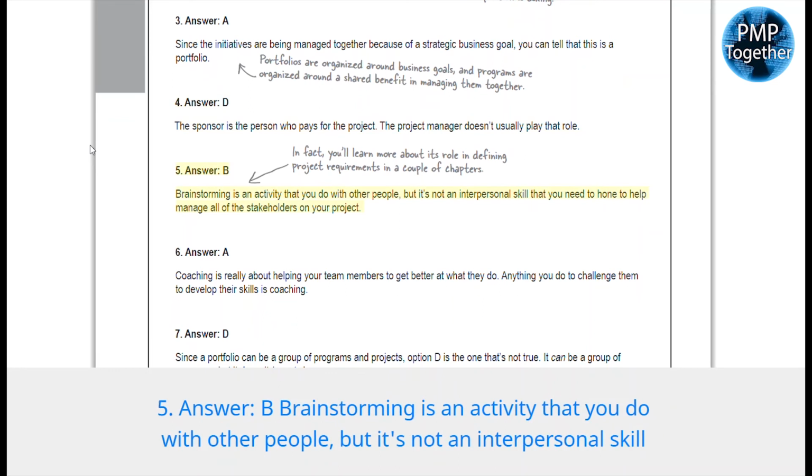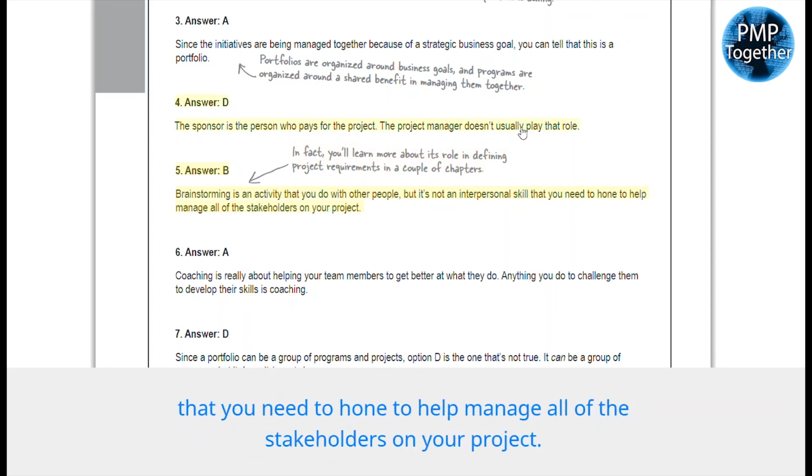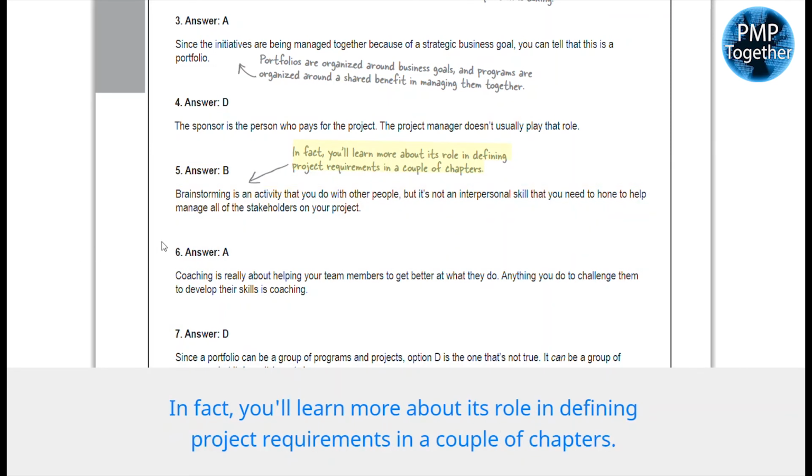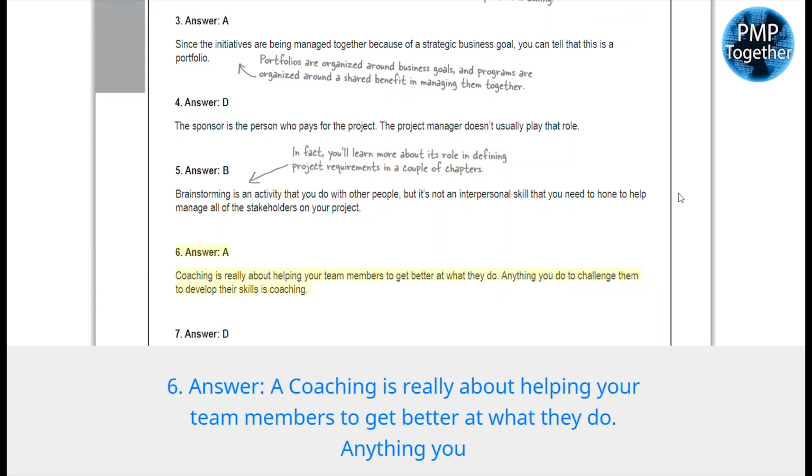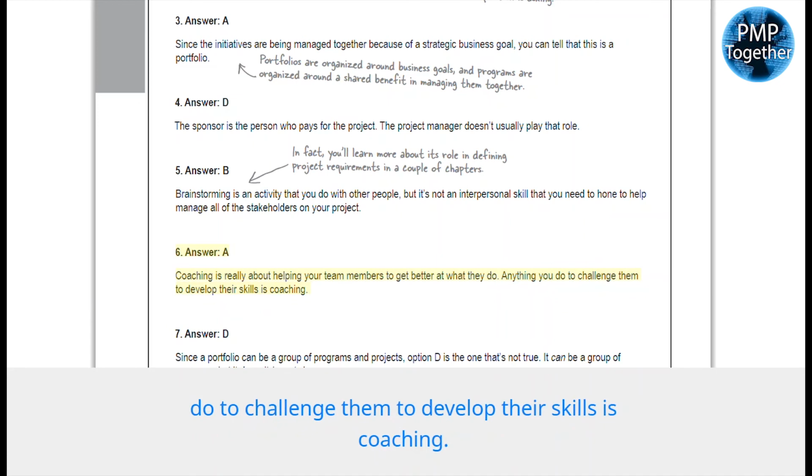5. Answer, B. Brainstorming is an activity that you do with other people, but it's not an interpersonal skill that you need to hone to help manage all of the stakeholders on your project. In fact, you'll learn more about its role in defining project requirements in a couple of chapters. 6. Answer, A. Coaching is really about helping your team members to get better at what they do. Anything you do to challenge them to develop their skills is coaching.